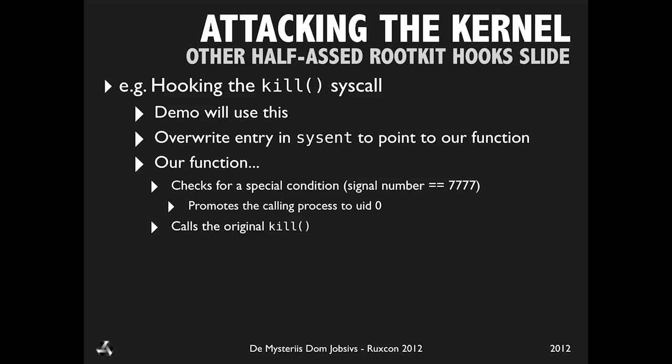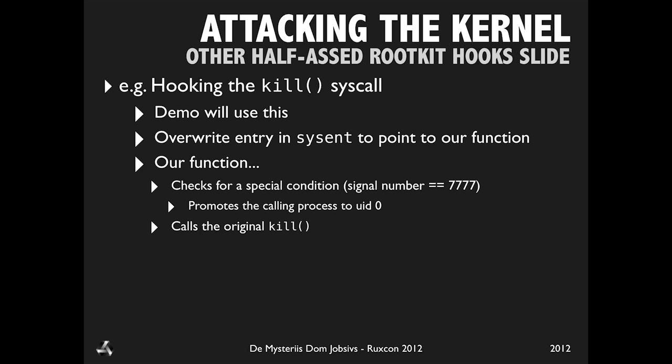So the demonstration I'm going to do will just use hooking the kill syscall. We overwrite the entry in the sysent table with a pointer to our function, and whenever the kill syscall gets called, our function gets called instead. If we give it a magic signal number, our kill syscall wrapper just elevates the given process to UID 0, and then calls the kill syscall normally, so everything works.